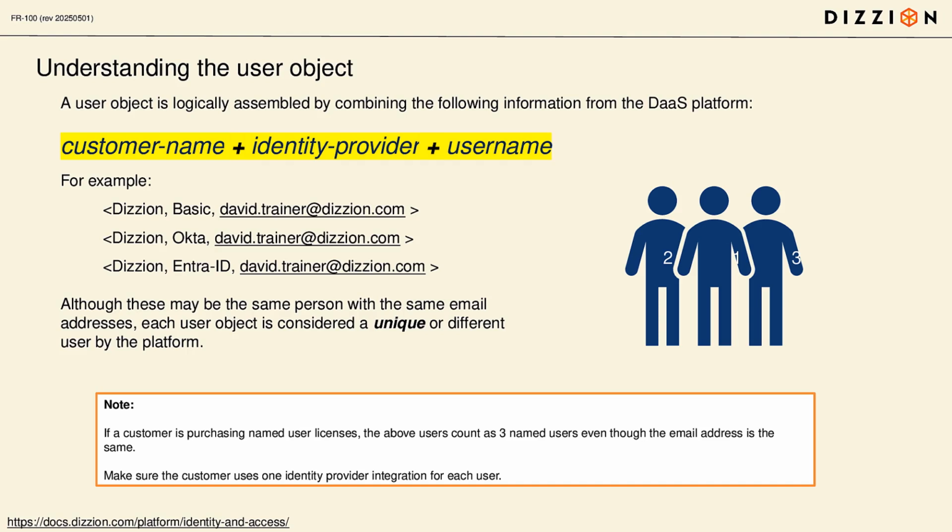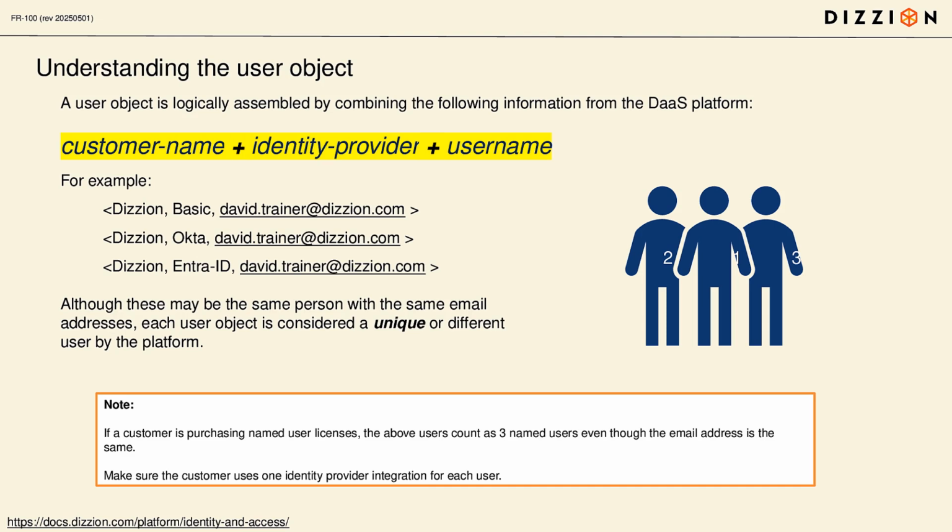Before configuring identity providers, it is important to have a solid understanding of the user object. A user object is logically assembled by combining the customer name, identity provider name, and user's name into a unique identifier. For example, let's say I have a person named David Trainer that I want to grant access to a desktop. In my customer entity, I have configured 3 different authentication providers. I manually invited David using his email address with basic authentication. I also added Okta and Entra ID with SAML2 and expect the email address to be used for both of these as the login name.